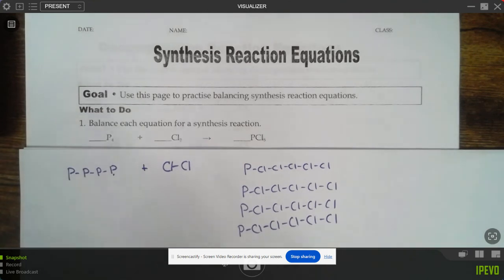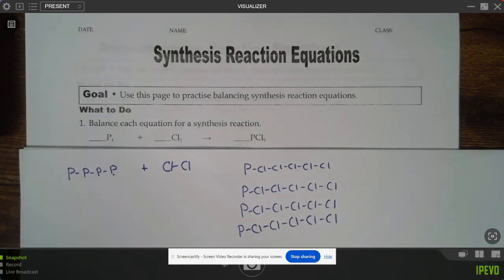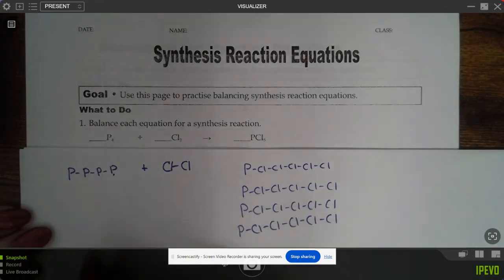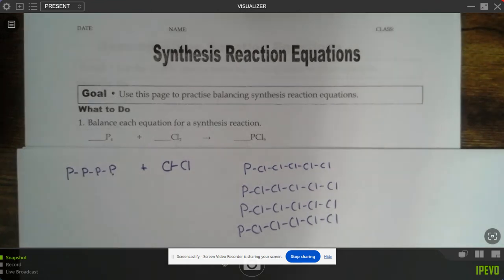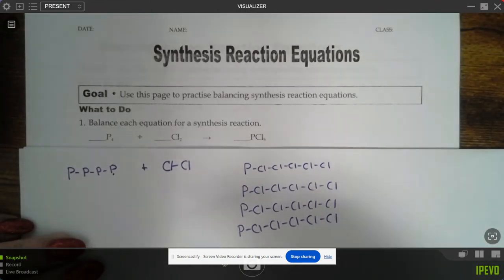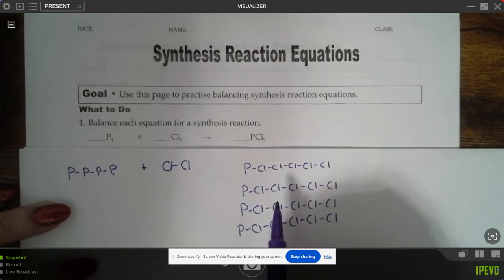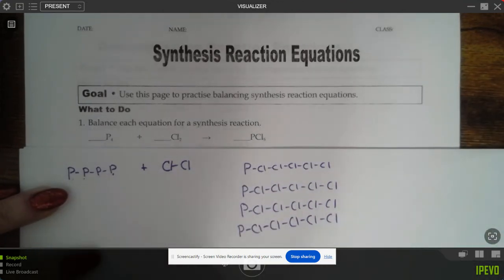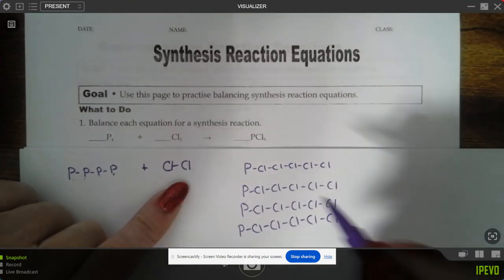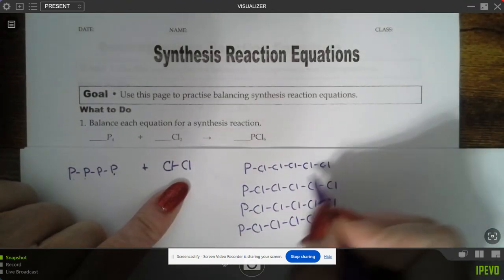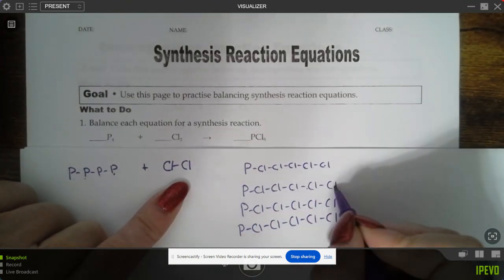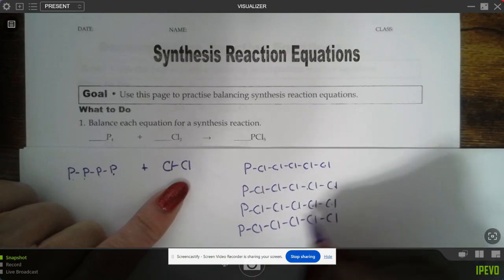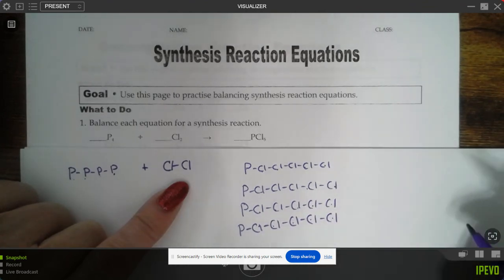And you can kind of see why this gets to be a really long way of balancing. I'll show you in a minute. I'll actually show you the other way of balancing this, okay? Because now if we count, we've got to count how many chlorines, because we've got 1, 2, 3, 4 phosphorus, okay? Here we've only got 2 chlorine. Here we have 1, 2, 3, 4, 5, 6, 7, 8, 9, 10, 11, 12, 13, 14, 15, 16, 17, 18, 19, 20.